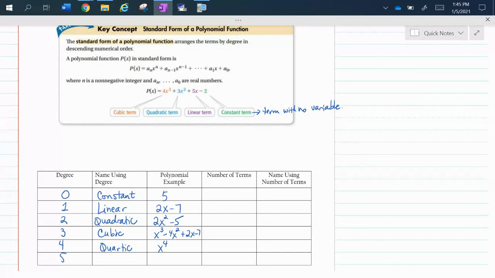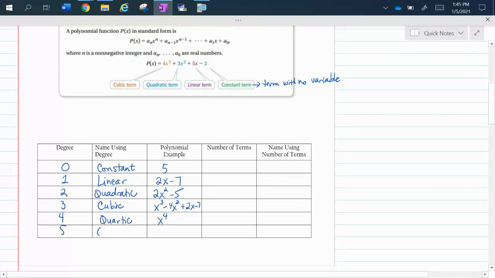And lastly, if the degree is 5, we can call it a quintic polynomial. A quintic polynomial, any polynomial as long as the highest power is 5. And anything bigger than 5, we just call it a polynomial.